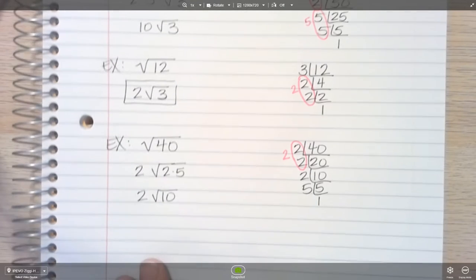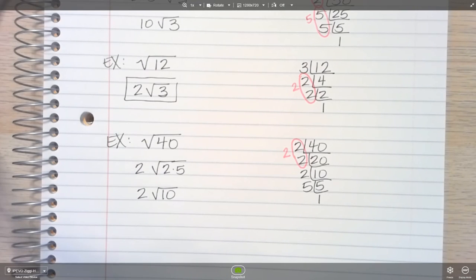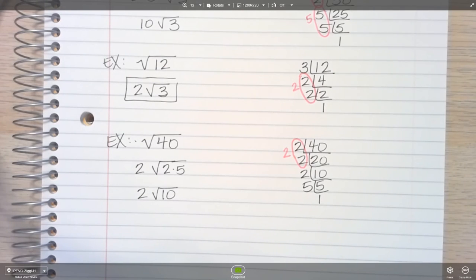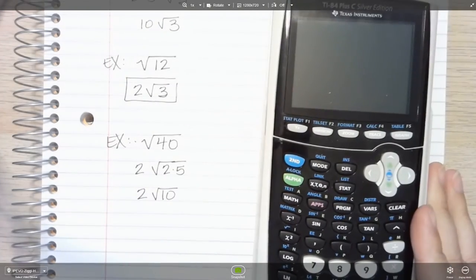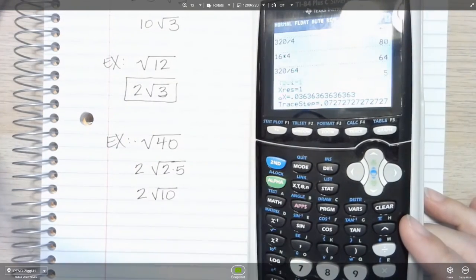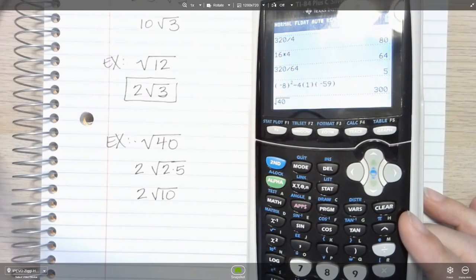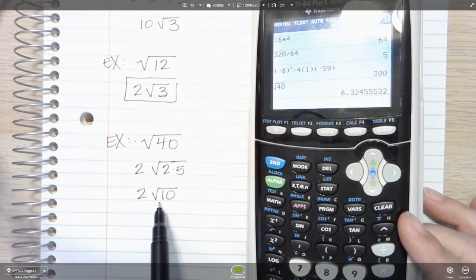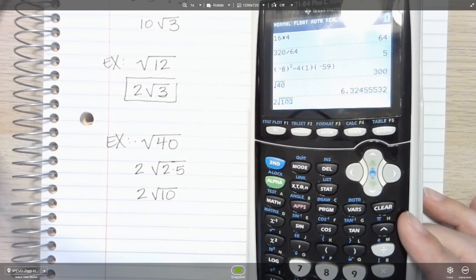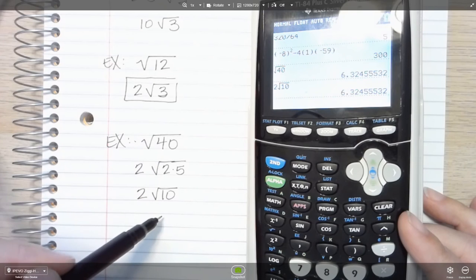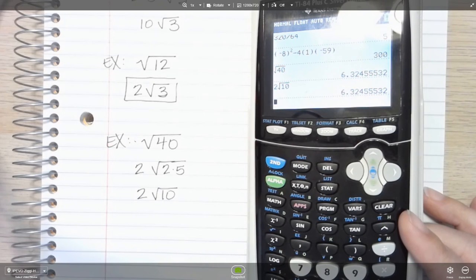Now, if you're asking yourself, okay, I kind of like this approach, but how do I check it? You type in the square root of 40 on your calculator. Oops, not 400. You get a decimal. Then you type in your final answer that's been simplified, 2 square root 10, and your decimal values should match. If your decimal values match, you're at least on the right approach. You may not be fully simplified.